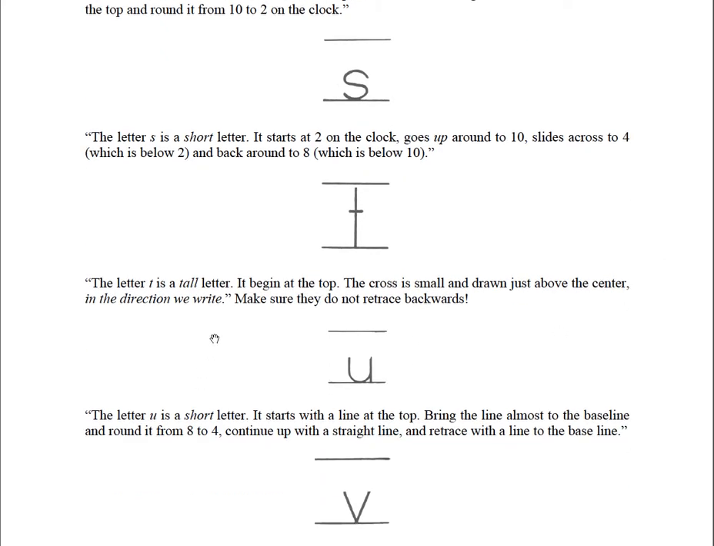The letter T is a tall letter. It begins at the top and it goes down. The cross is small and drawn just above the center. Notice the direction we write. Make sure they do not retrace backwards.